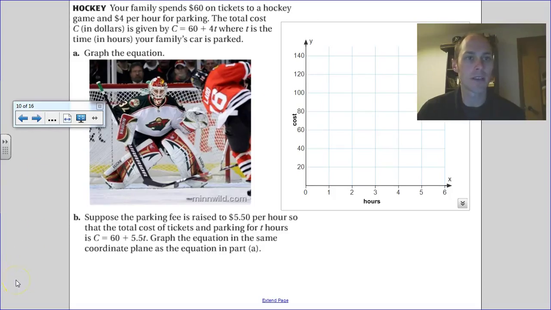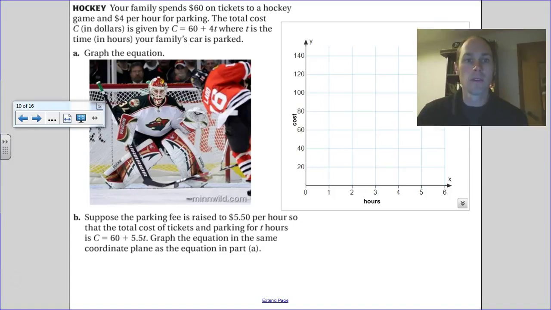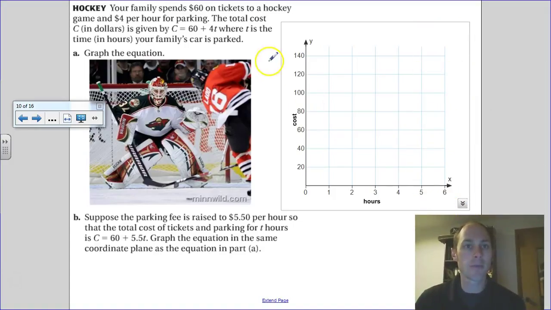All right, let's take a look at kind of how we can model a real-world situation. In this case, your family goes to a hockey game. They spend $60 in tickets and $4 per hour of parking. $4 is the rate of change. It's how much it's changing per hour. And 60 is your starting point, or the initial value. In that case, that would be our intercept.